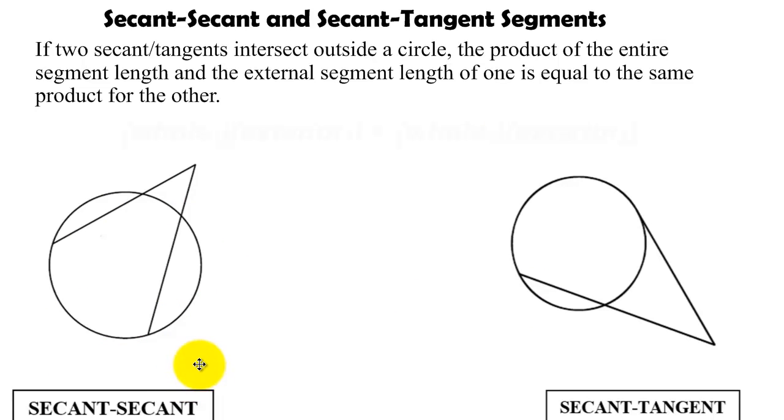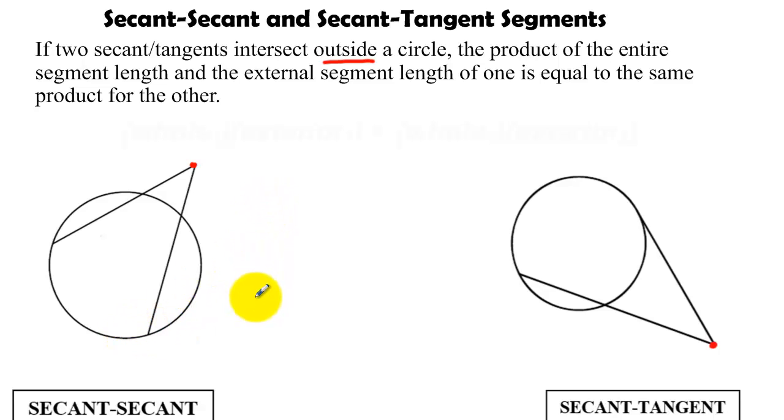Now the secant-secant and the secant-tangent theorem is a lot like the chords theorem, only this time because they're secants and tangents, the intersection is going to happen on the outside of the circle. So you want to look at where your vertex is again. We're on the outside of the circle in both cases. Now this is a mouthful. I'm going to read through it. Let's see if we can get through it and then break it down.